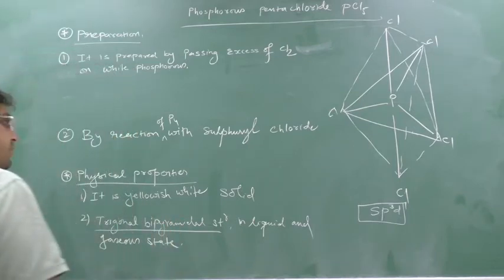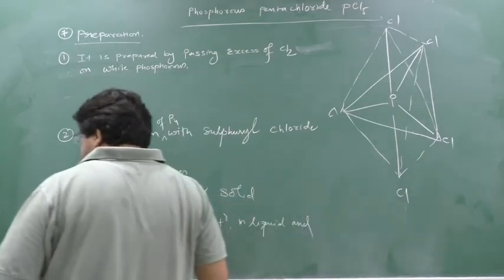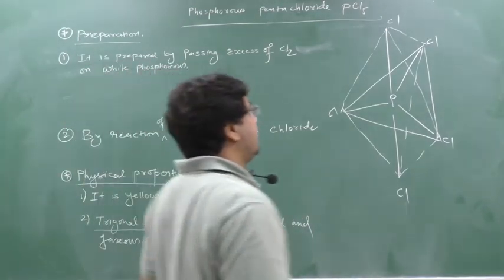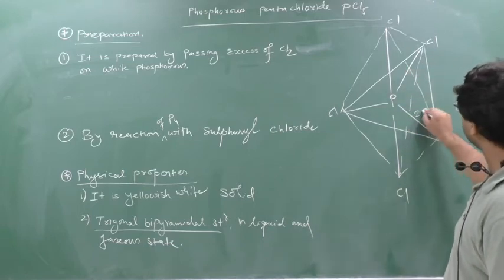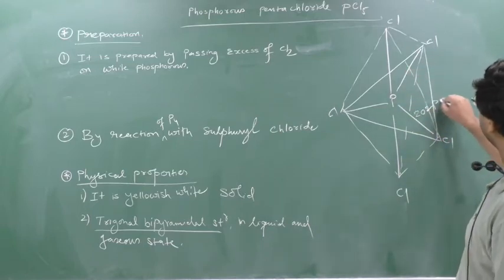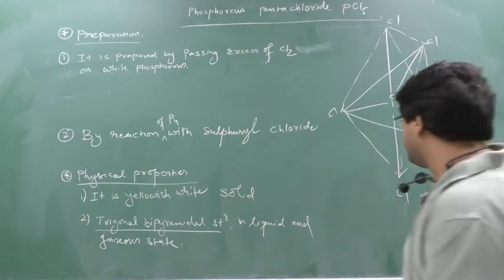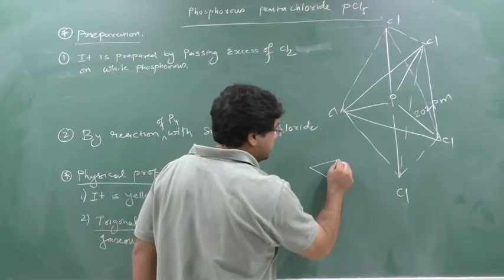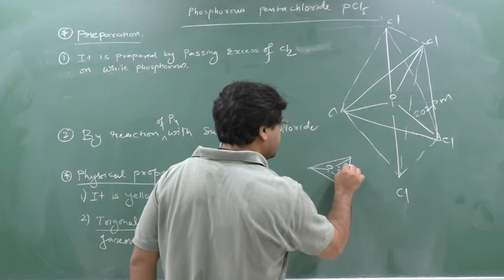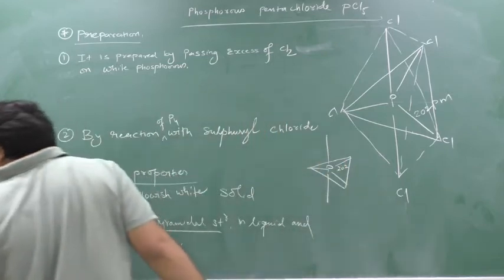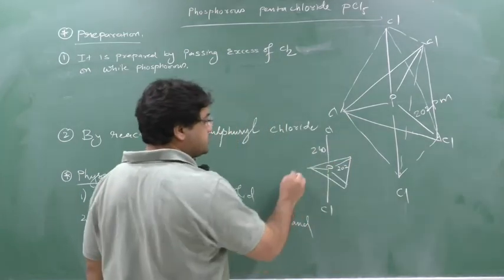Now one thing I would like to discuss here, that if you see the structure of PCl5, the bond length of these 3 P-Cl is 202 picometer, and the bond length of the P-Cl axial position. Suppose I am drawing here. This is P. This bond length is nearly 202, and this bond length is nearly 240. Cl. So why is it so?